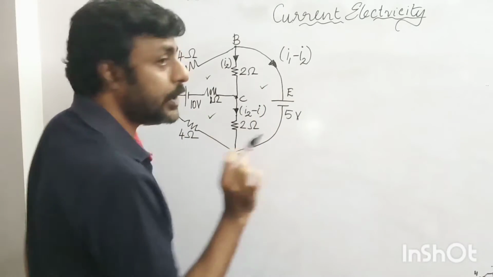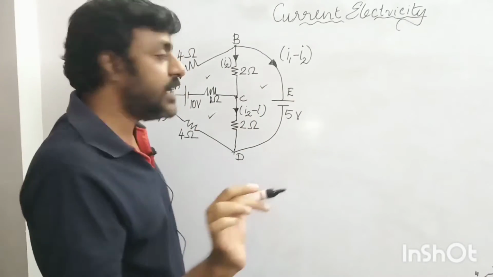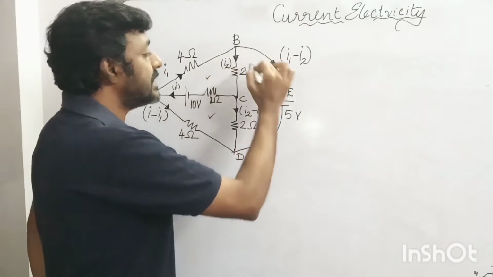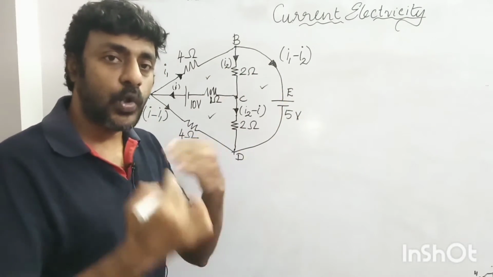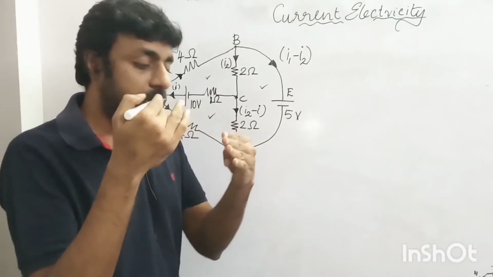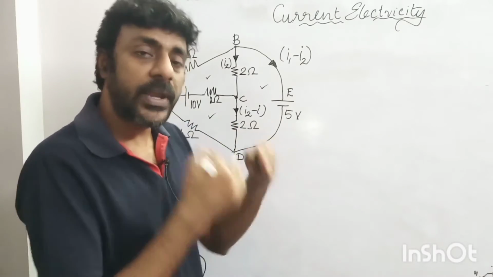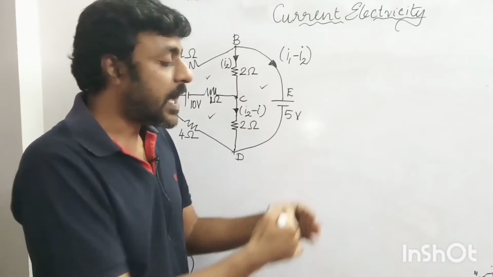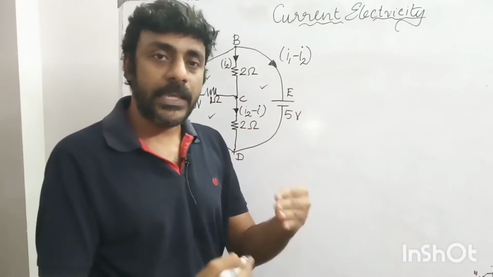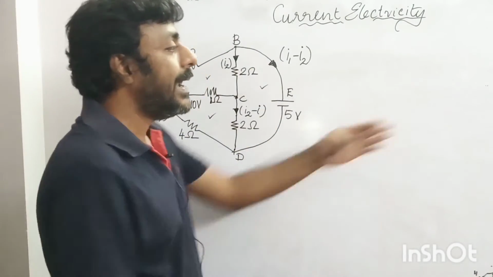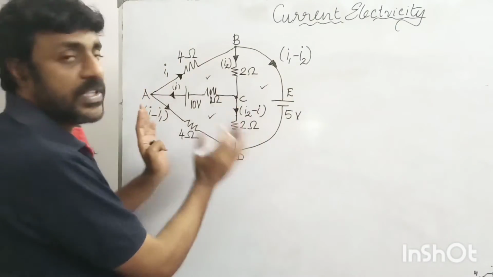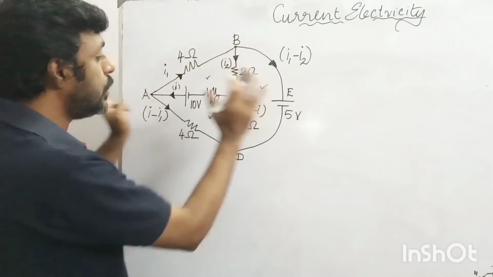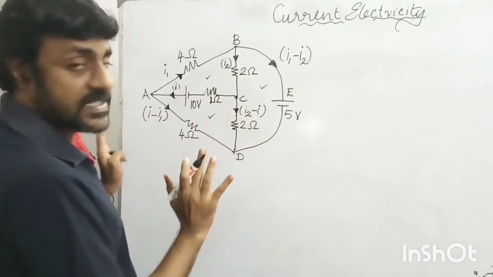Okay, so we need to apply Kirchhoff's voltage law in all the 3 loops. We need to get separate simultaneous equations for each and every loop, and solve all the equations so that we will get the individual branch currents, right? So our work is over with this circuit diagram. This is how you need to do a circuit analysis, right?